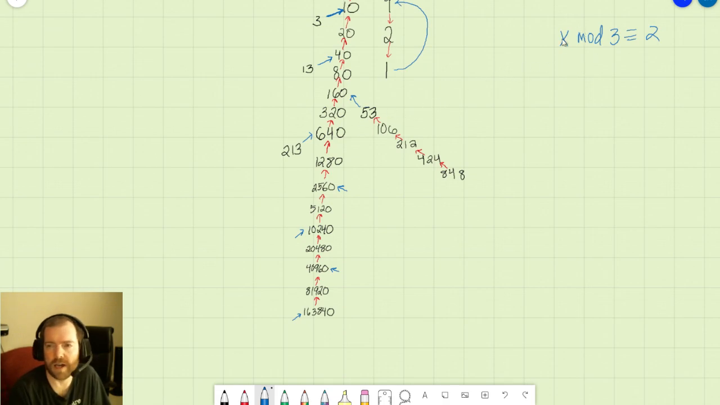So when you get x mod 3 equivalent to 2, you have the possibility, not guaranteed, of taking this number and going back to a different branch. So that's why when I'm coming down my list here, I'm going to say, okay, 160 mod 3 is 1.